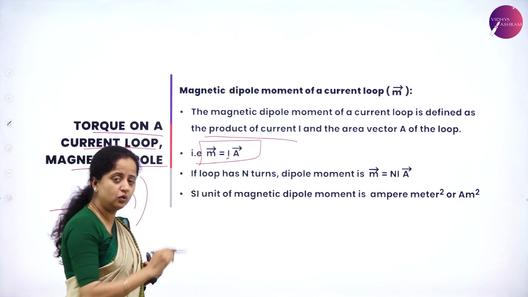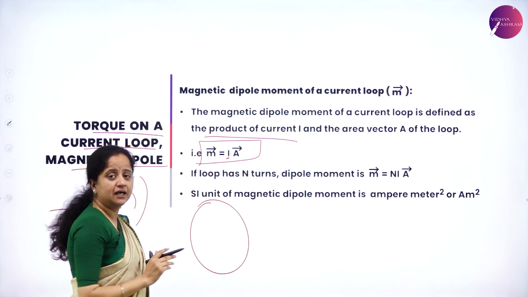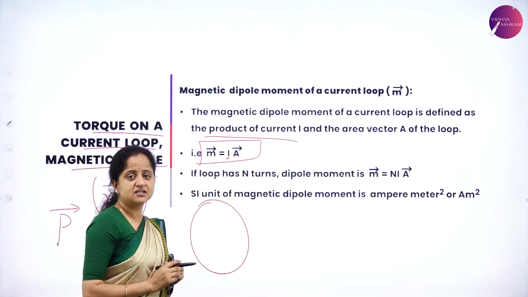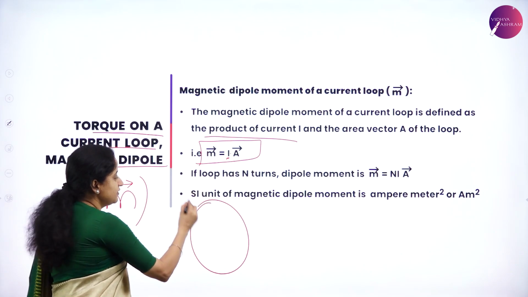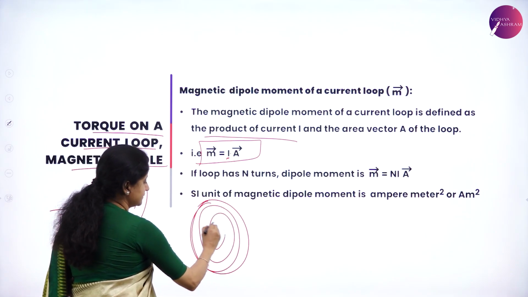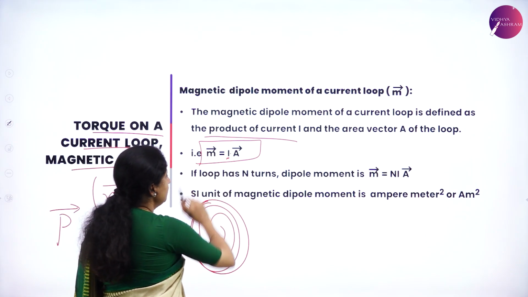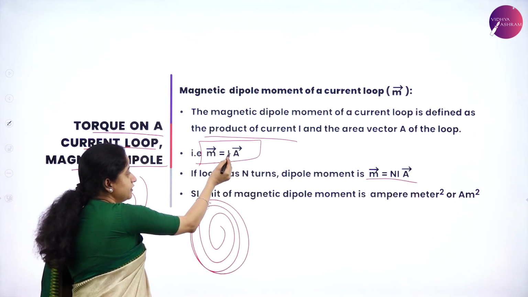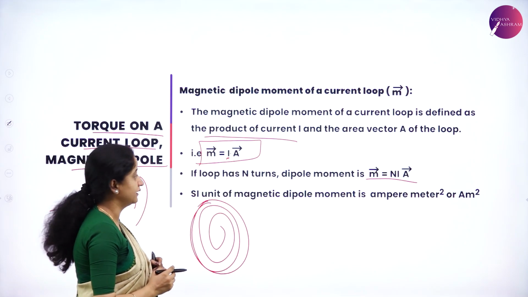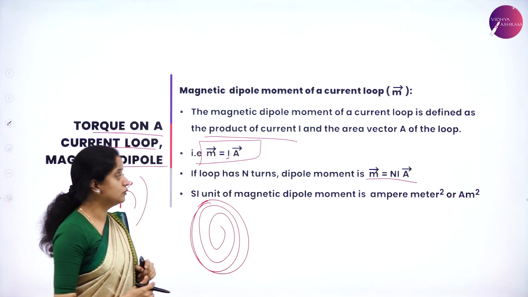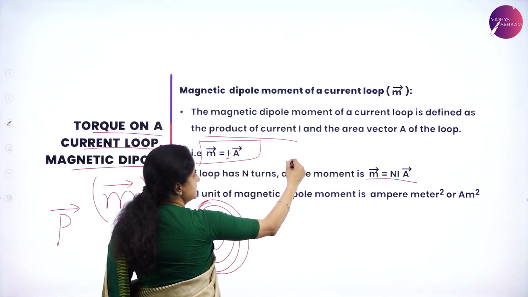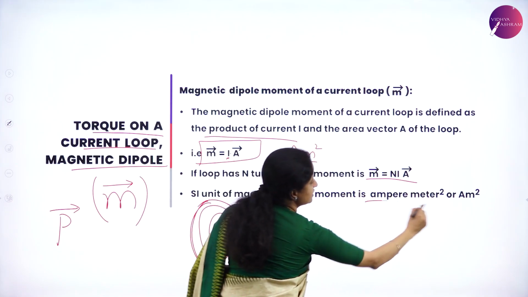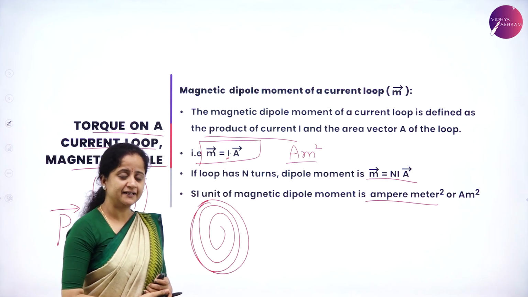We know if a loop is having area vector that is A, so it is given as M vector is equal to I into A vector. Suppose if a loop has n number of turns, then the dipole moment M is equal to n number of turns into product of current into area vector. What is the SI unit of magnetic dipole moment? We know the SI unit of current is ampere and area it is meter square. So it is ampere meter square, the SI unit of magnetic dipole moment.